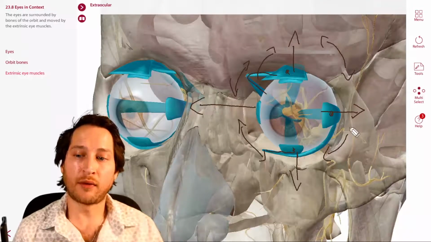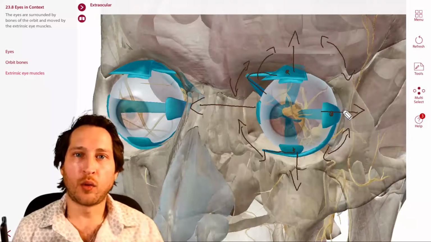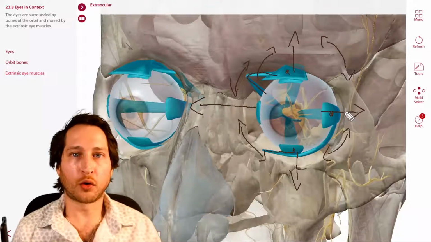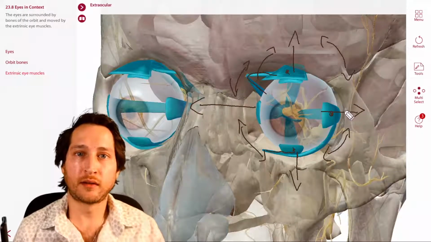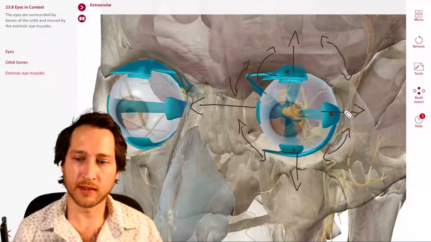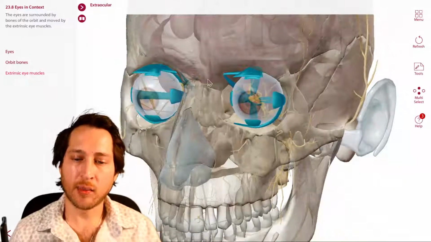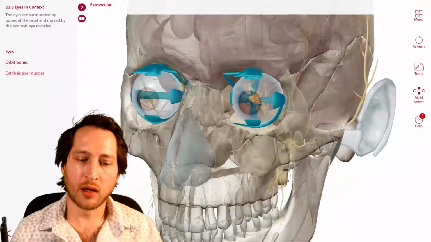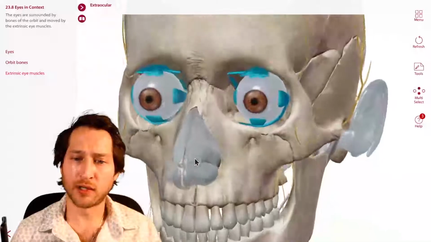And if you think about the advantage of this, if you had to look at something really quick, you don't have to move your whole head or your whole body. You can just simply quickly make an eye movement towards that particular region of space. So again, we'll come back to these in the PowerPoint slide, but I wanted to give you an overview of what these extraocular muscles are doing.